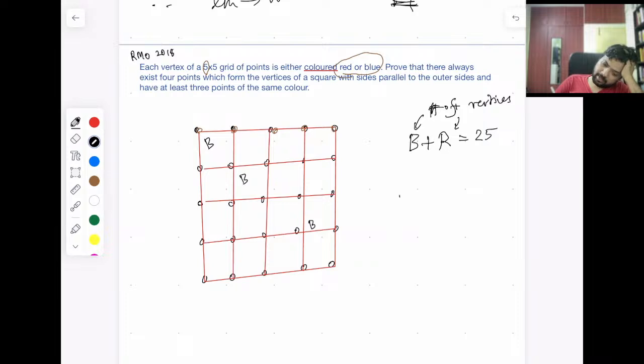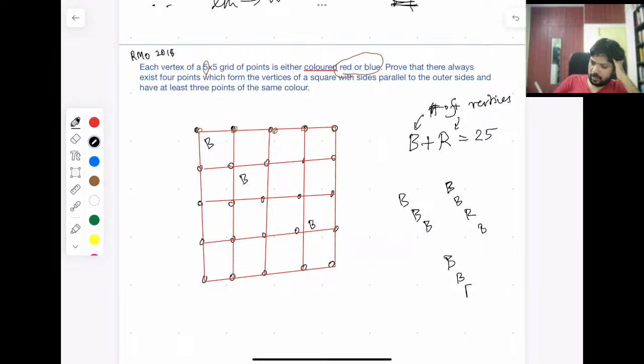How many cases are there? 3 blues together, we don't care about the remaining, or 2 blues and then a red, or 1 blue and in between a red and a blue. Only 3 cases we have to do. We should do the 3 cases and finish it off.